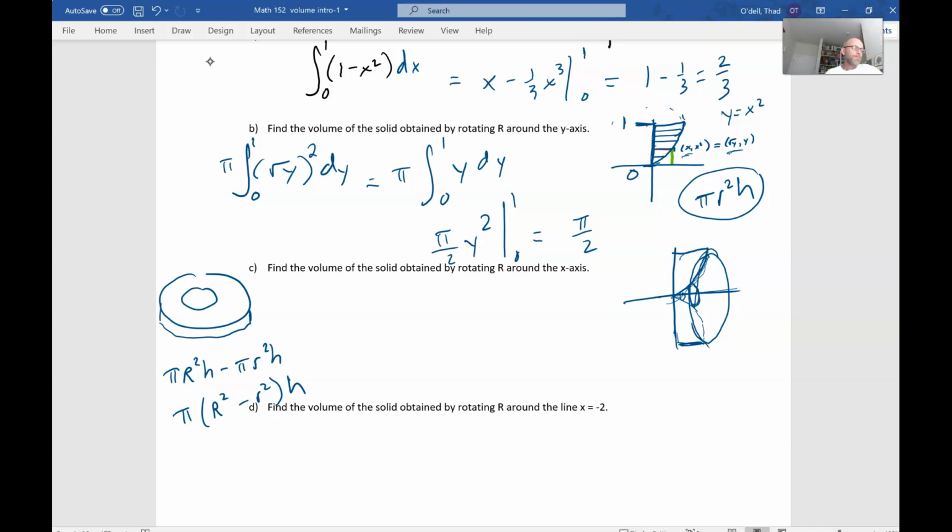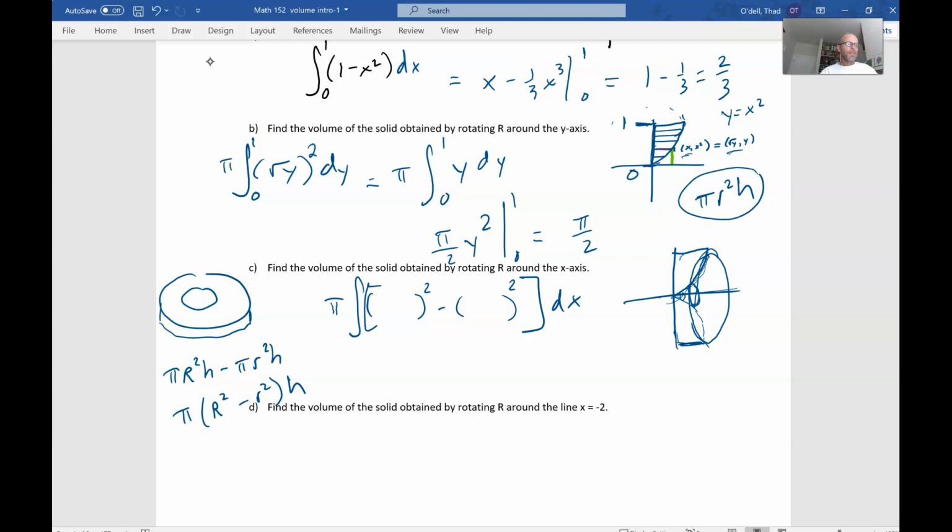Okay, so my integral is going to look like this. Pi, and I'm going to have some big R squared minus some small r squared, and then a little either dx or dy. We just found out that it's a hole, so we're going to use the washer method. And notice that these things are stacking up horizontally, which means the thickness of the little shape is going to be parallel to the x-axis. So that means my height is going to be dx instead of dy.